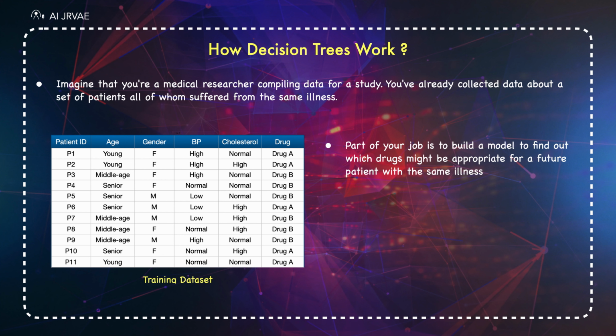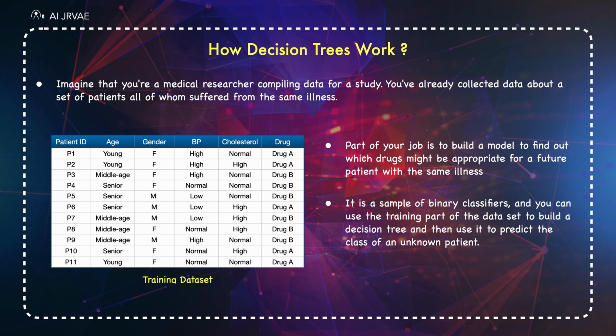The feature sets of this dataset are age, gender, blood pressure, and cholesterol of our group of patients, and the target is the drug that each patient responded to. It is a sample of binary classifiers, and you can use the training part of the dataset to build a decision tree and then use it to predict the class of an unknown patient. In essence, to come up with a decision on which drug to prescribe to a new patient.